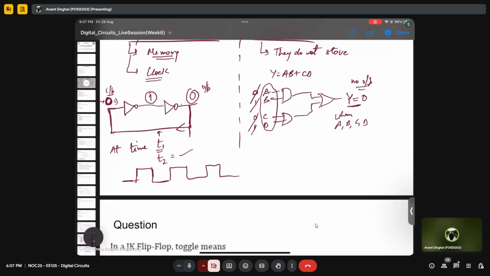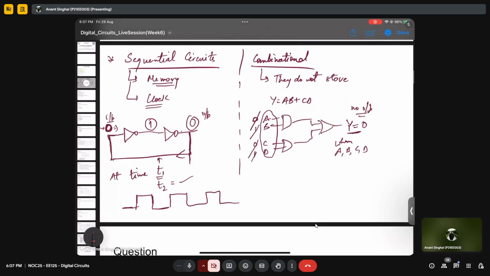So this is the basic difference between a sequential and a combination circuit. It is a memory, whereas the combination circuit does not store anything. Is this thing clear to everyone?